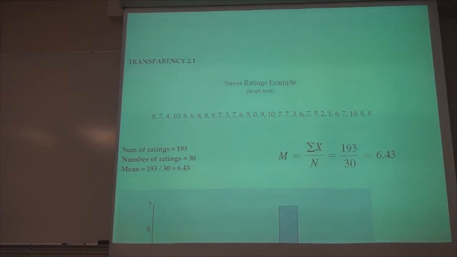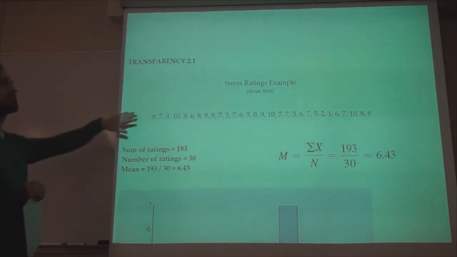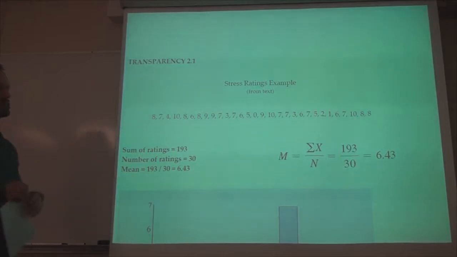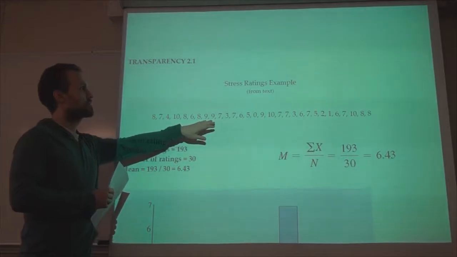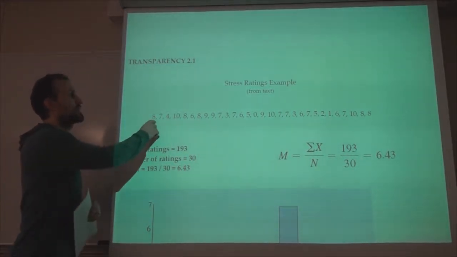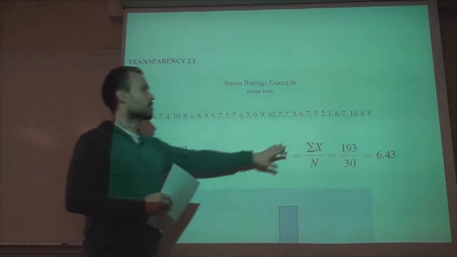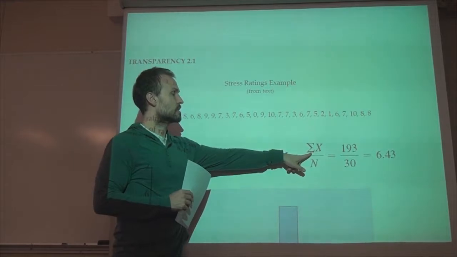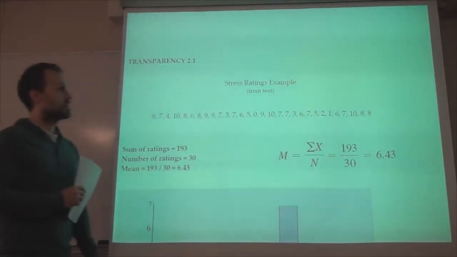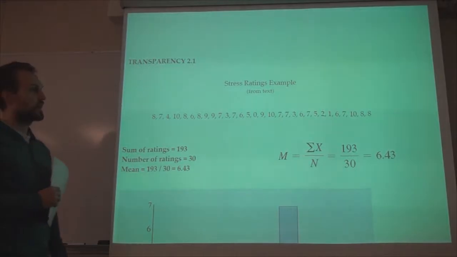So if I look at the stress rating example, the first thing I want to look at is the average rating. And by average, I mean the one that we intuitively understand to be the average, where I'm going to add up all the numbers and divide them by how many there are. A way to represent that calculation is this capital sigma, representing the sum of all the scores that I represent by an x.